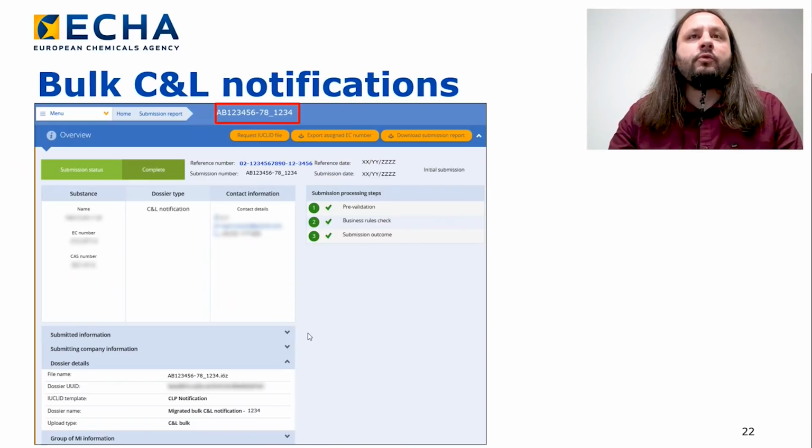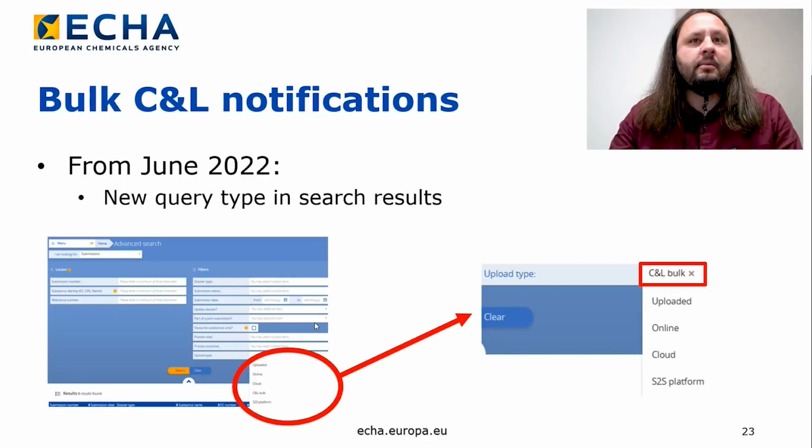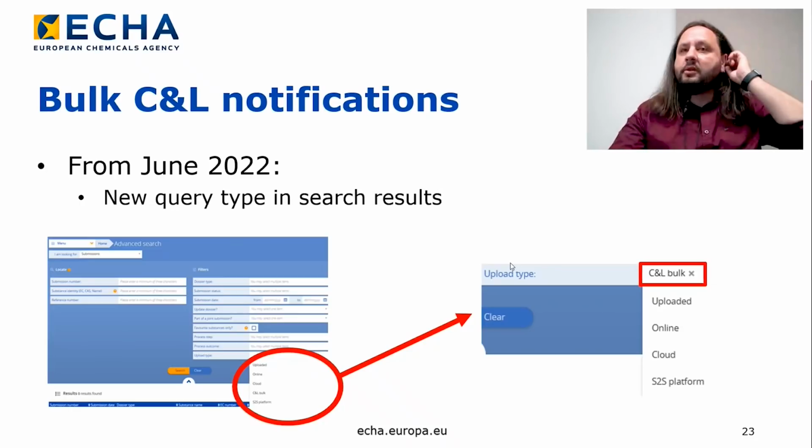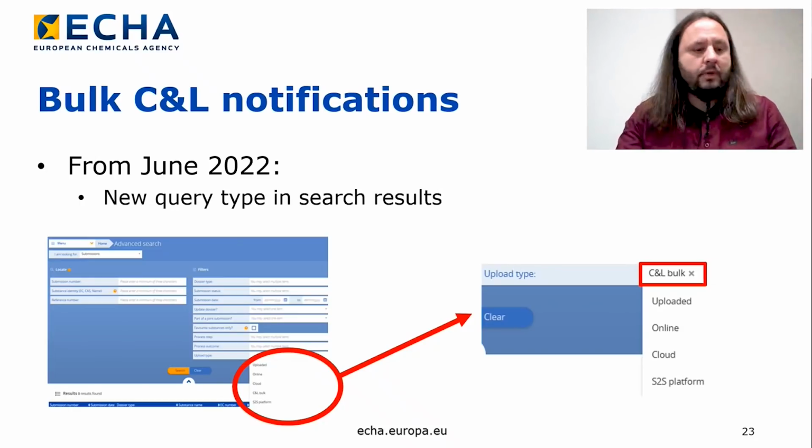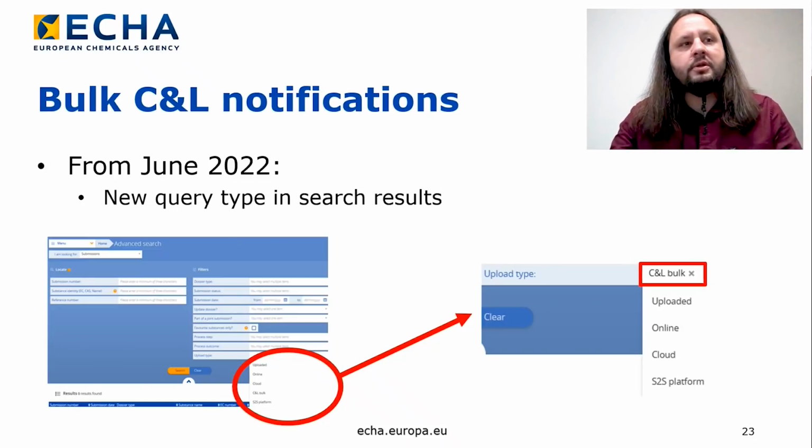In order to facilitate you and help you search for those substances that were previously submitted in bulk form, in the query page of Rich IT we have added one more filter type, which is the CNL bulk. By putting this filter there, you will be able from June 2022 to have a list of all the CNL notifications that now have been transformed into individual ones in Rich IT.